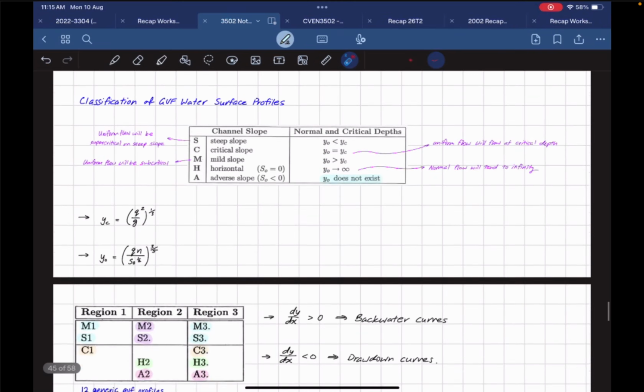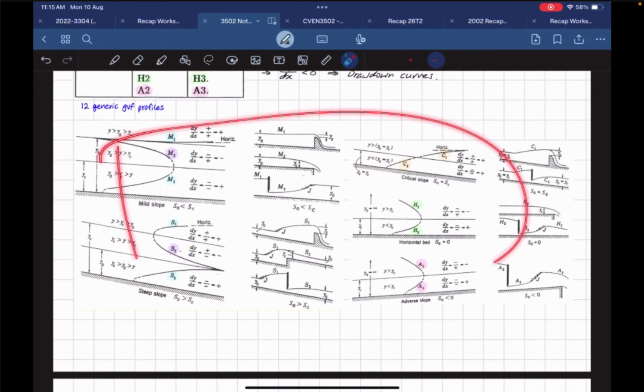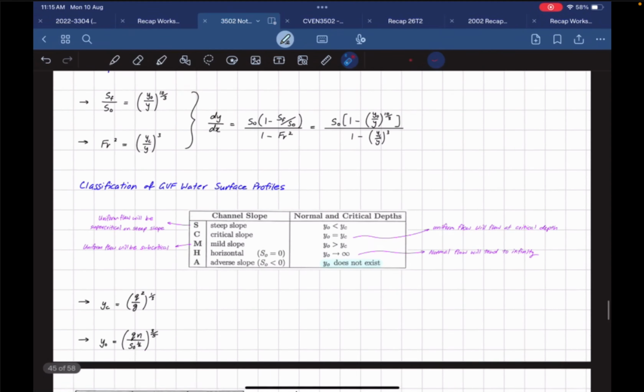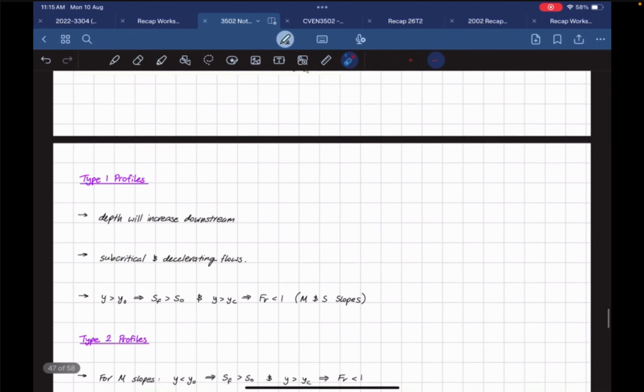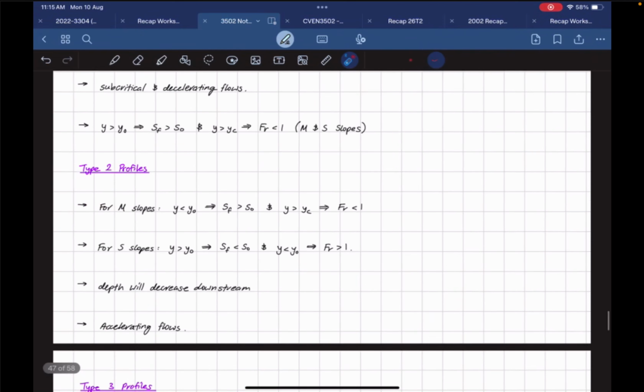Oh yeah, this stuff. So there's a whole lot of different cases for GVF, which I forgot what it stands for. Generally varied flow. Gradually. Close. Gradually varied flow.